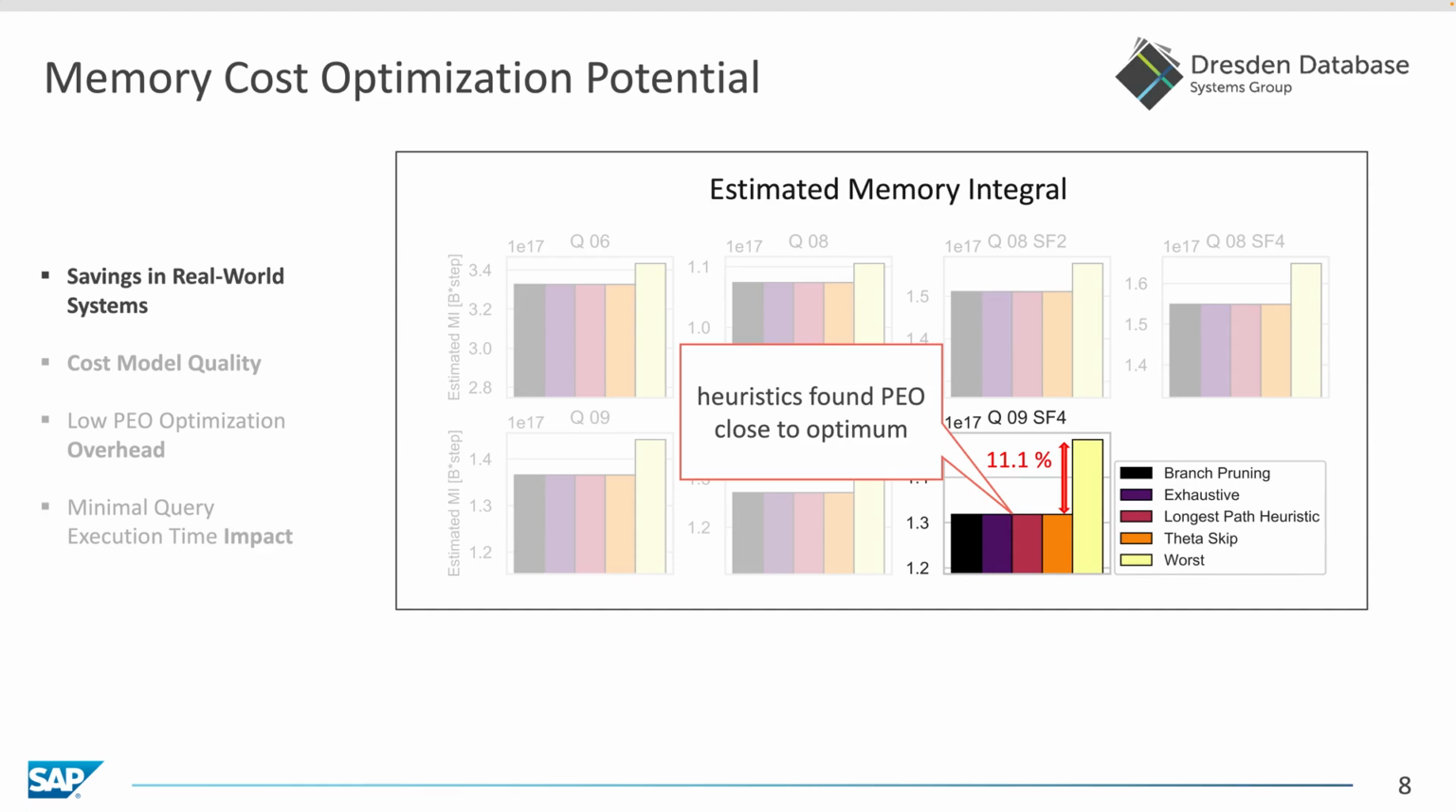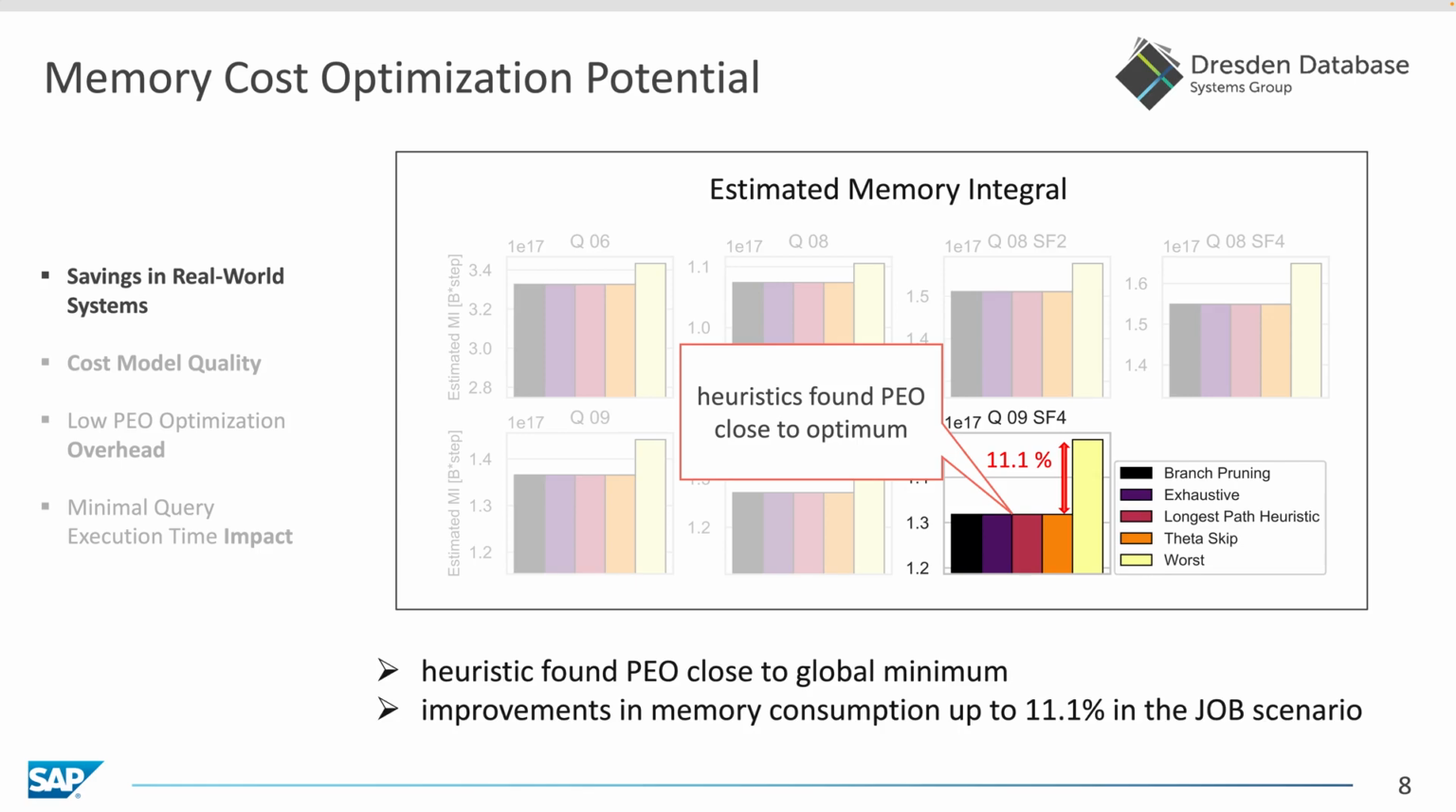And due to this, we can first off say, okay, there are savings within the exhaustive approach, and also our heuristic found a PEO which was near to the global optimum, and there are improvements in memory consumption of up to 11.1% in the joint knowledge benchmark scenario. So we can check that.